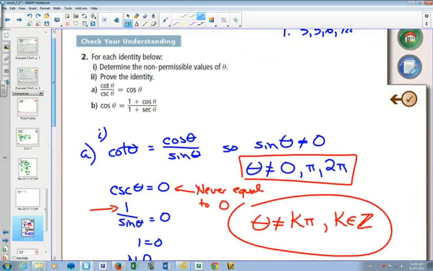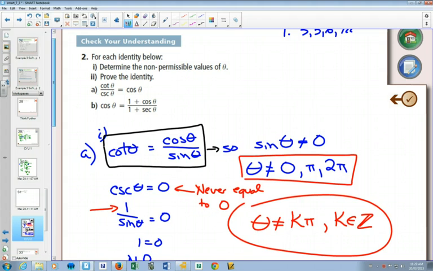What I did in A is I just looked at the equation and I looked if there was any cotangents or tangents, because they have non-permissible values. And I saw there was a cotangent, so that's why I wrote this. Because cotangent is equal to cos over sine. And then this implies sine theta can't be 0. Okay?